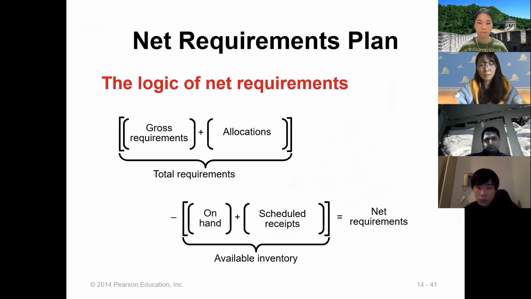So this is the logic of net requirements, which is gross requirements plus, sometimes you need to put some allocation, parts or products which are already being promised. They call it allocations. So this is the total requirements minus your on hand plus the scheduled receipts. Then you get your net requirements.